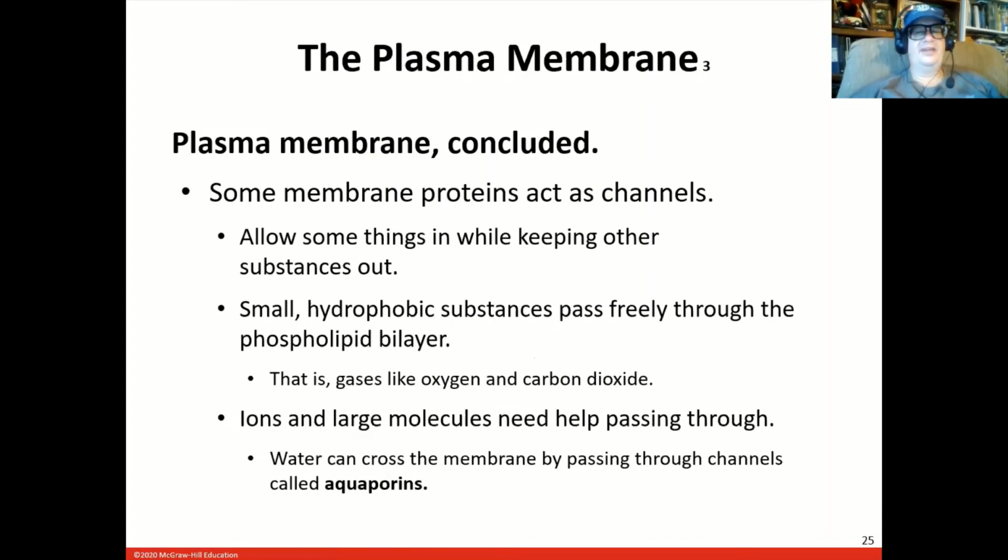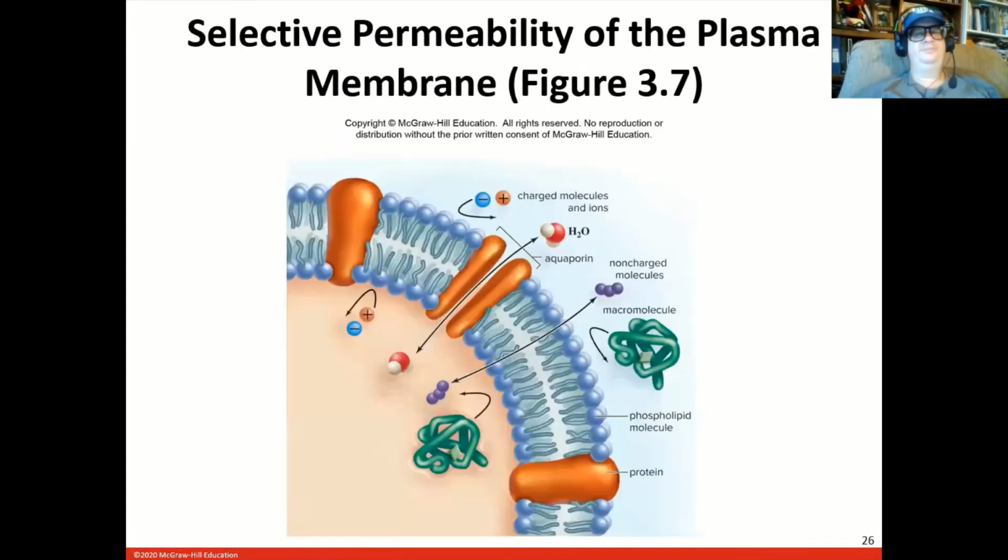Bigger things, they need help. Remember, we said that water doesn't cross the membrane really well because water is polar. Well, sometimes you have channels called aquaporins that let the water through. Anyway, let's move on. Here we have an aquaporin, and you can see that the water can go from the inside to the outside, from the outside to the inside, even though it's charged, even though it's polar, even though it wouldn't normally be able to cross these phospholipids really easily.